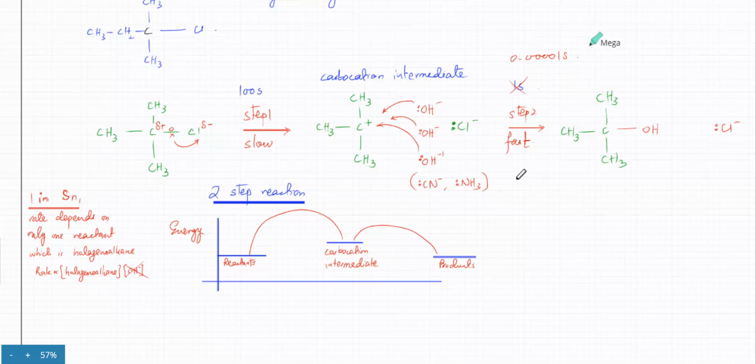It's like a relay race where one runner is very fast and one of the runners is very slow. No matter how fast you make the fast runner run, the overall time, or who's going to win the race, doesn't depend on him. It depends on the slow one. You have to change that. So that's why the OH- has nothing to do with rate.